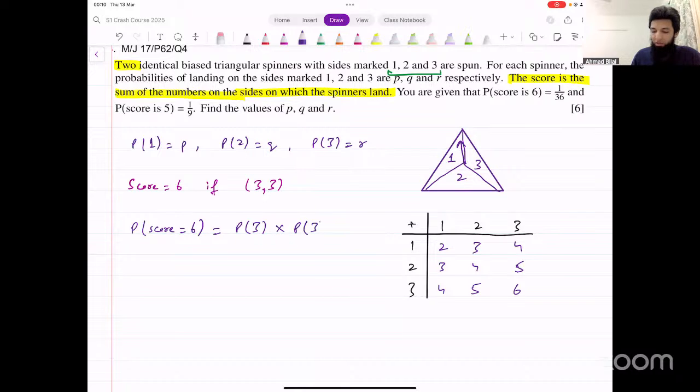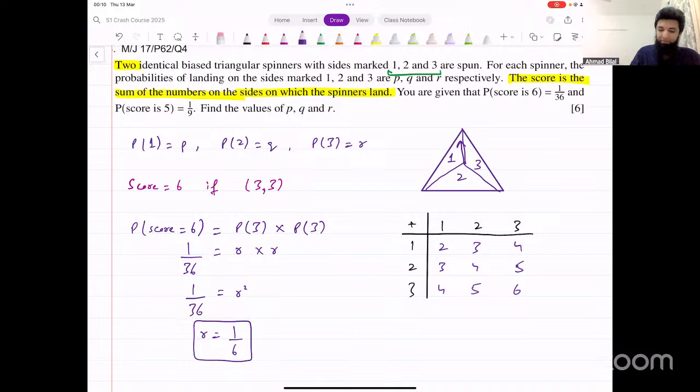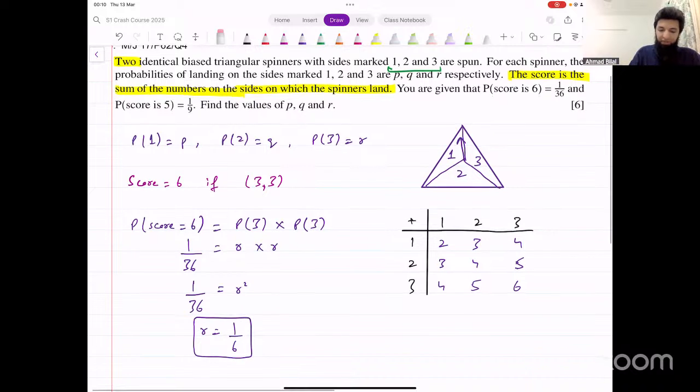That is going to be probability of 3 times the probability of 3. What's the probability of 3? That's R. R times R, that should equal 1 out of 36. R squared equals 1 over 36. And that's going to give us the value of R first of all. R equals 1 over 6 from this. This is the probability of 3 first of all. Probability of getting a 3, that is equal to 1 over 6. That's one thing that we were given.